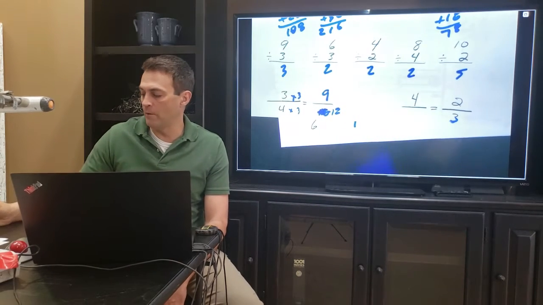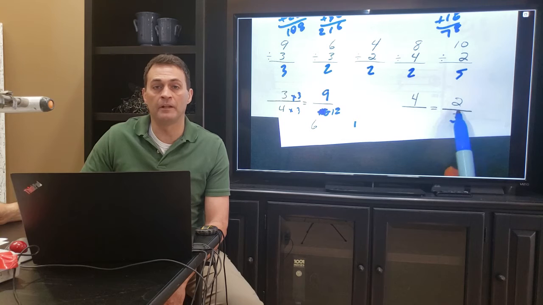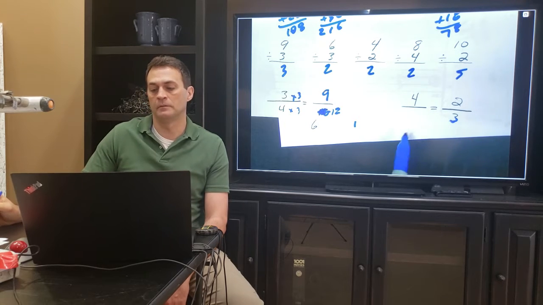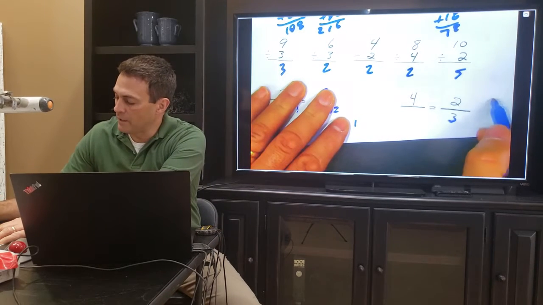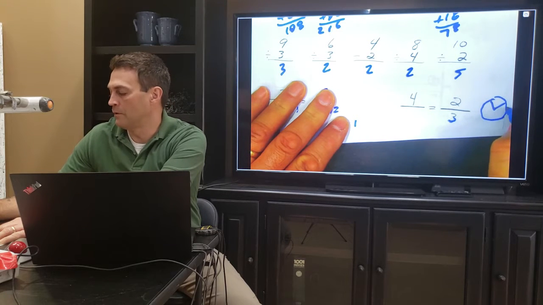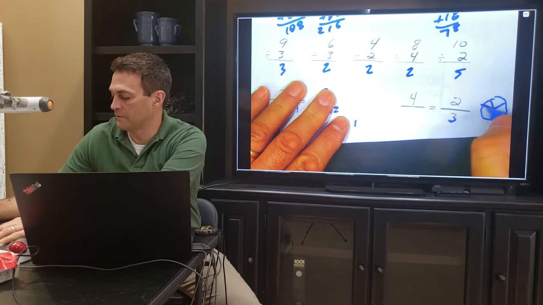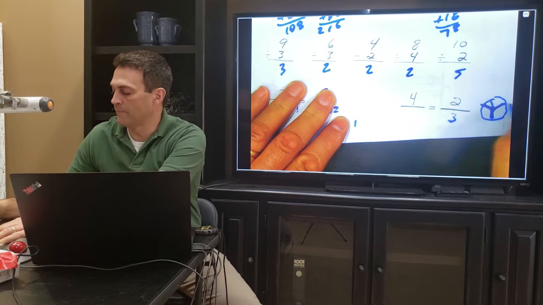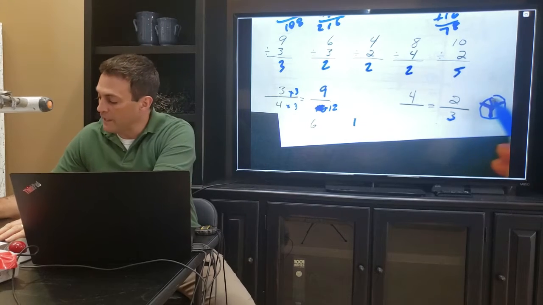Alright. 4 something is equivalent to 2/3. So think about it this way. You got a pie and it's broken into 3s, I guess. Here's a pie broken into 3s. You eat 2 of them.